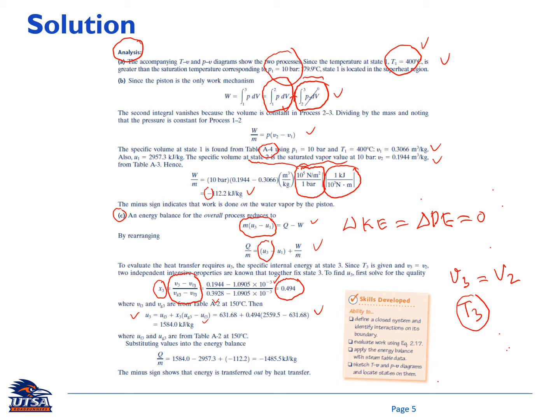Once you have U3, you go back again to this formula and plug in all the numbers, then you will have Q over M equal to minus 1485.5 kilojoule per kilogram. So it means there is a heat transfer from the system to the surroundings. This is the minus sign there.